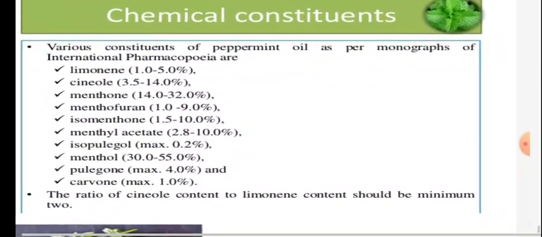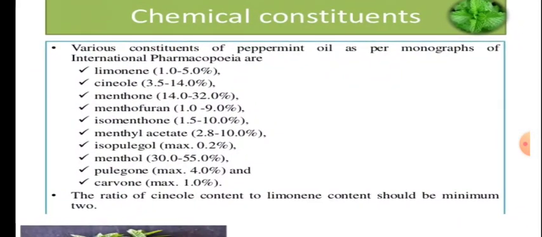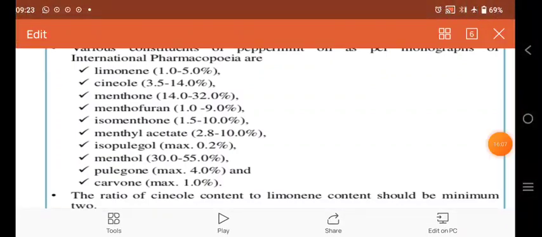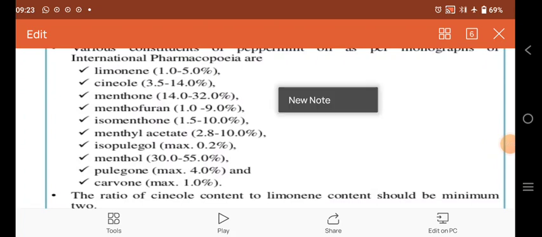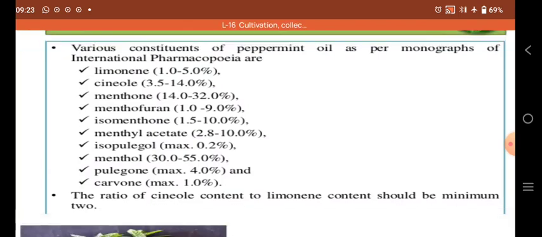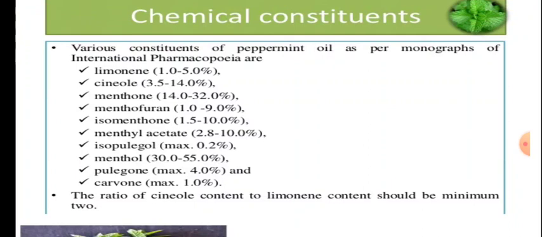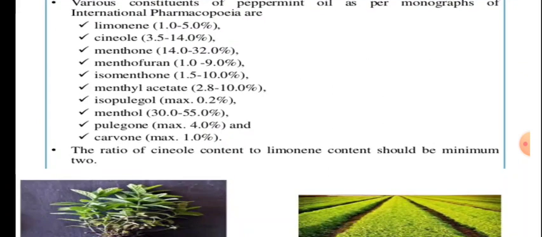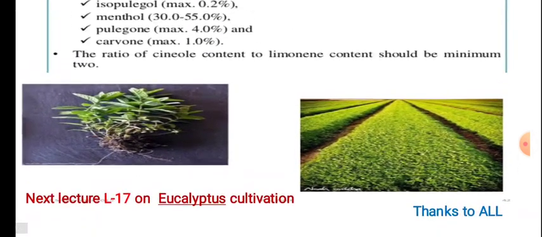Then chemical constituents of the mentha are there. They show limonene, cineol, then menthol, isomenthone, methyl acetate. Menthol is there 30%. Menthol is the important one. The ratio of cineol content to the limonene content should be minimum. And here this is a good field of Mentha arvensis, right?